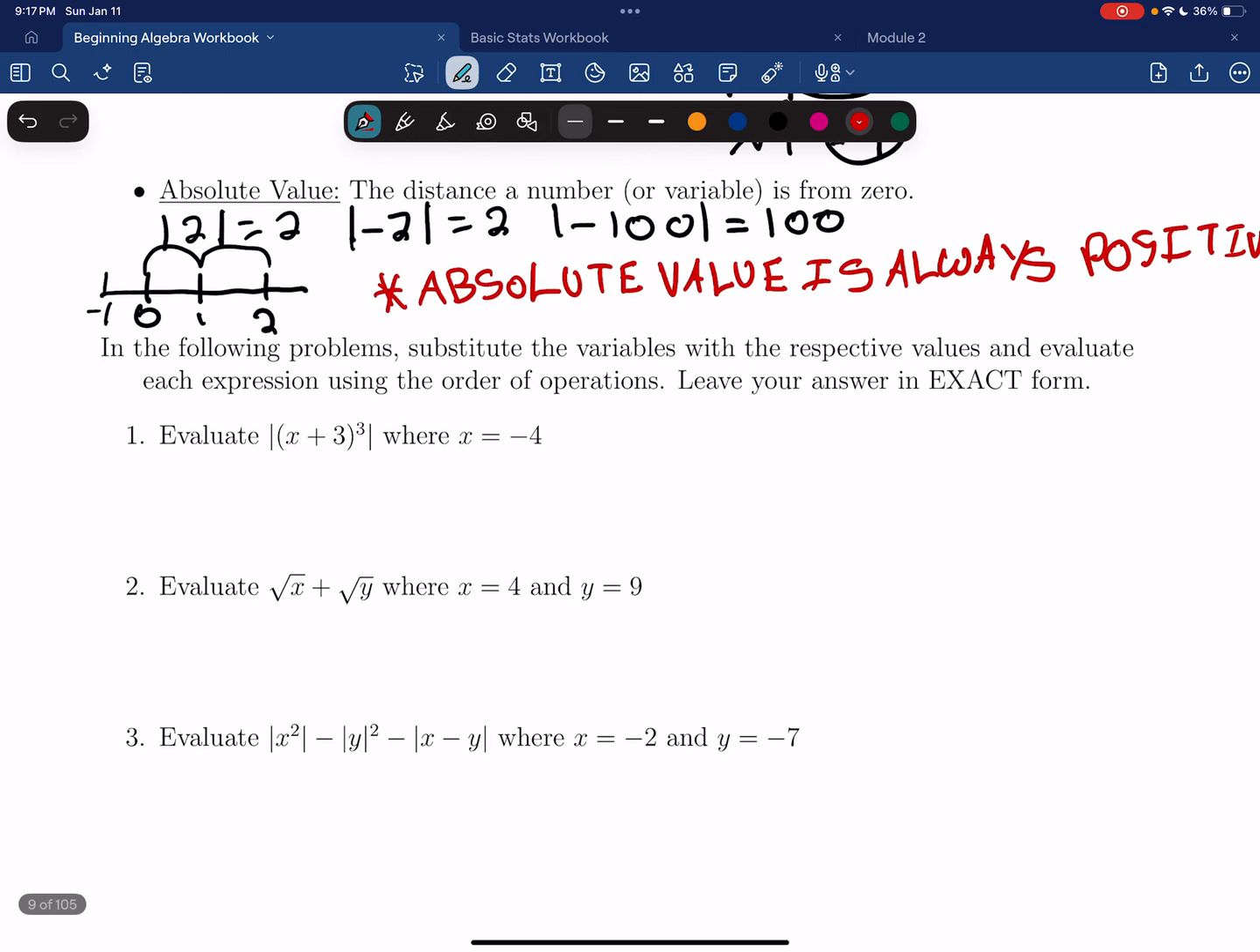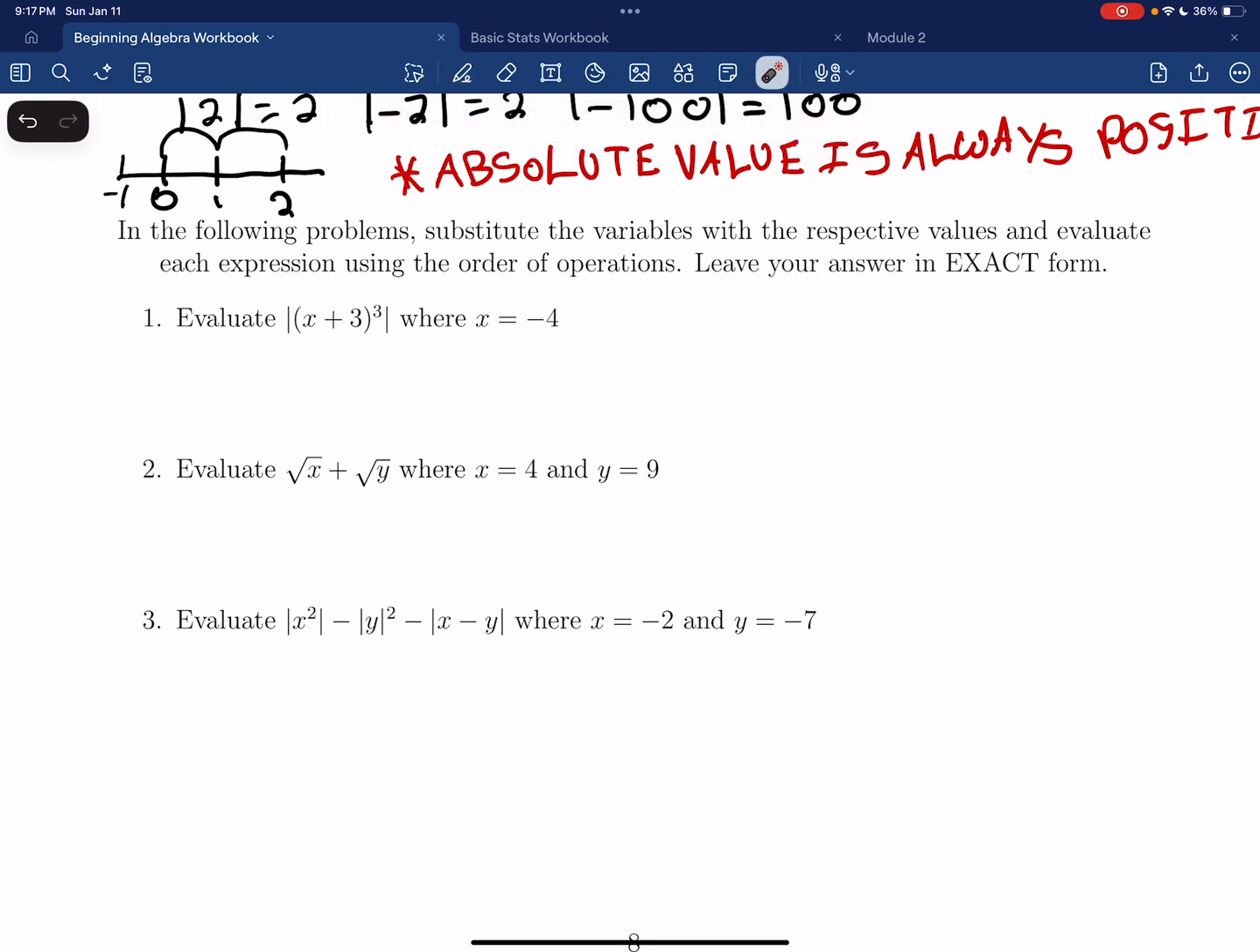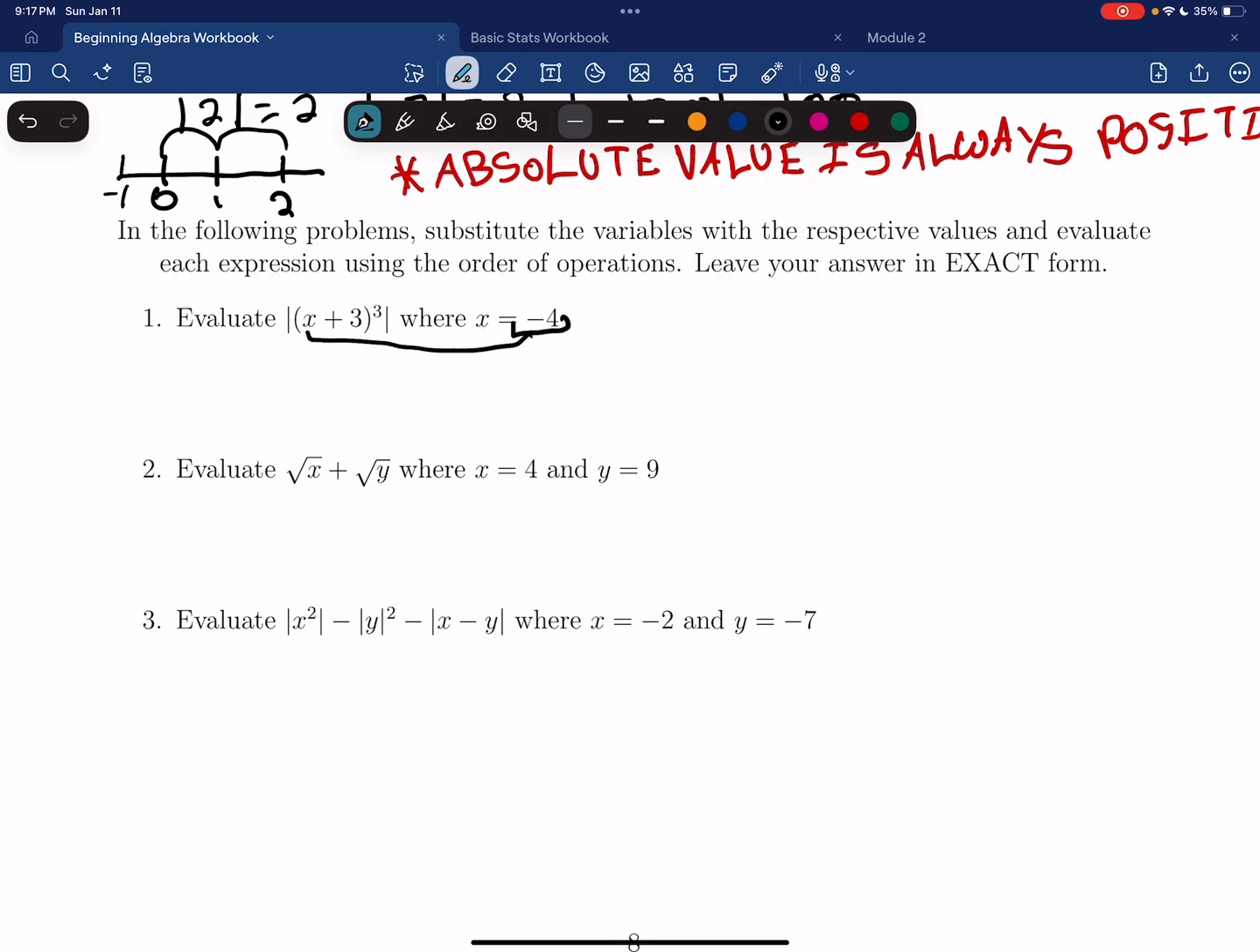Okay. Now with that in mind, let's get into our examples for this section. We are going to take the given variables and evaluate the expression using order of operations. So we have the absolute value of x plus 3, all cubed, where x is equal to negative 4. We're going to take the value of negative 4 and plug it in wherever there's an x.